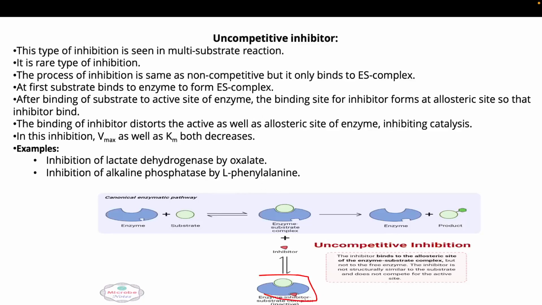In the case of uncompetitive inhibition, what is happening? The inhibitor binds with only the enzyme-substrate complex, not the free enzyme. Unlike the non-competitive case, where the inhibitor can bind to the free enzyme, here it can't. Once it binds with the enzyme-substrate complex, it increases the binding affinity of the enzyme for the substrate, so Km will be decreased, but it is not allowing the substrate to convert into product, so Vmax will be decreased.